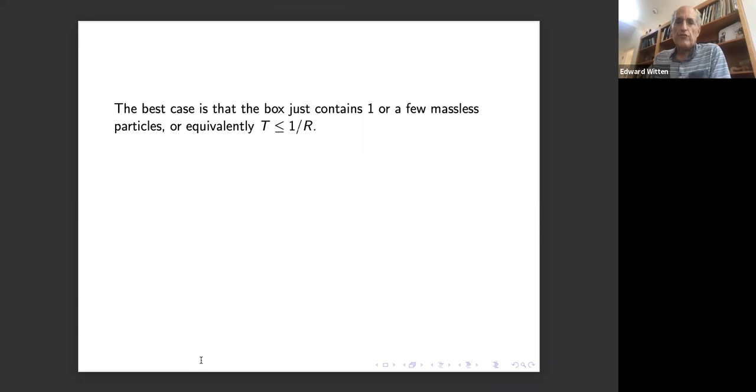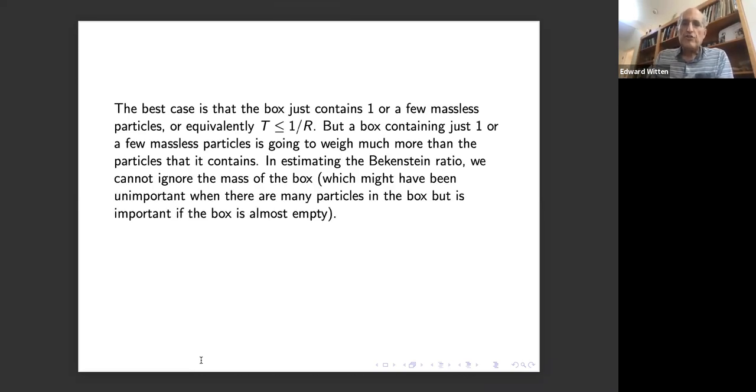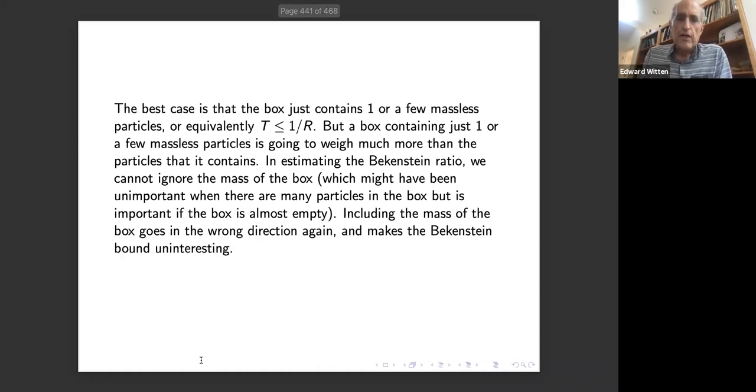The best case is the box just contains one or a few massless particles, or in other words, the temperature is 1 over the size of the box or less. But a box containing just one or a few massless particles will weigh more than the particles it contains. In estimating the Bekenstein ratio, we can't ignore the mass of the box, which might have been unimportant for a large box, but is important if the box is almost empty. Including the mass of the box goes in the wrong direction again and makes the Bekenstein bound uninteresting.